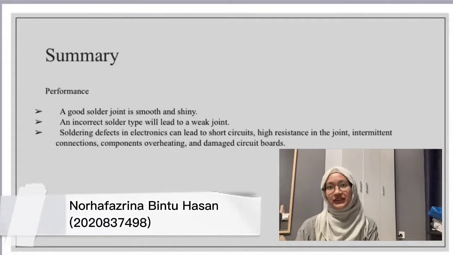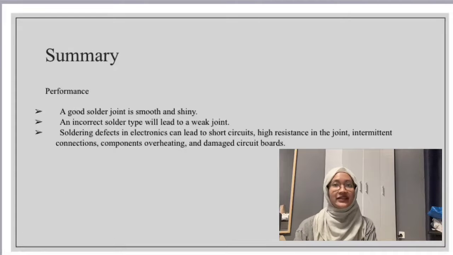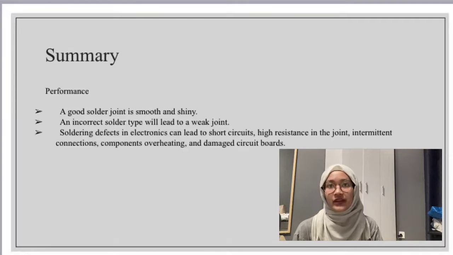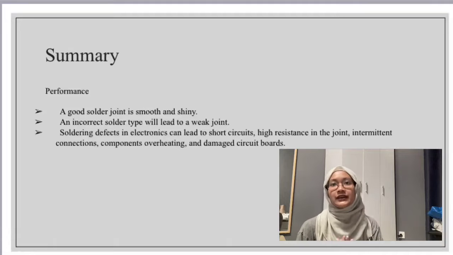Performance of soldering. A lot of characteristics can be identified by doing this soldering. So how do you identify if it's a good soldering? A good solder joint shows these characteristics: smooth, bright, shiny, clean, concave solder fillet, good wetting, and the end of the wire or lead is covered with solder.